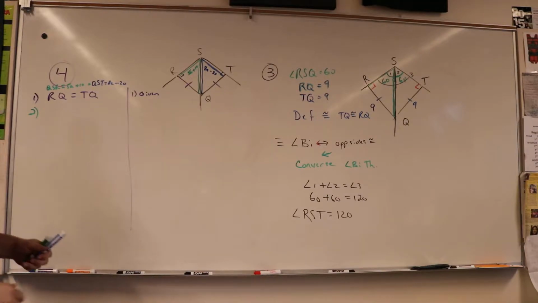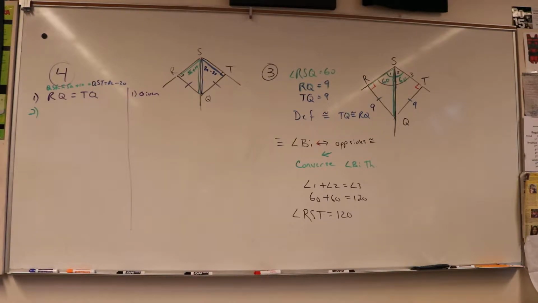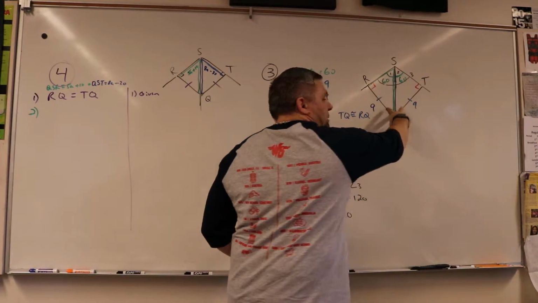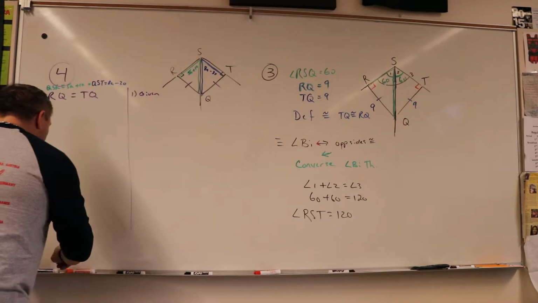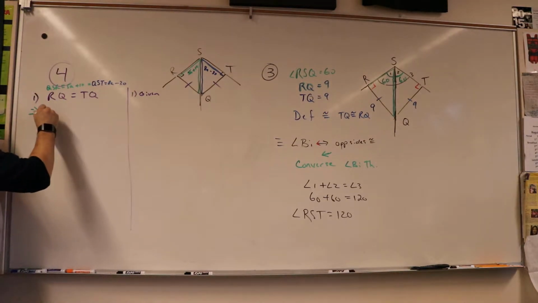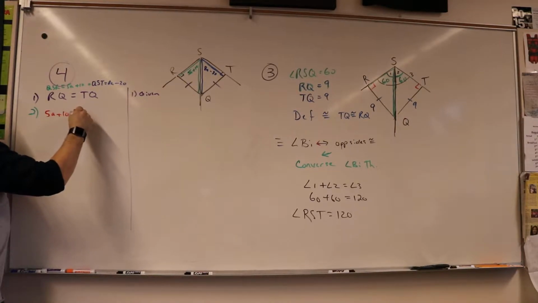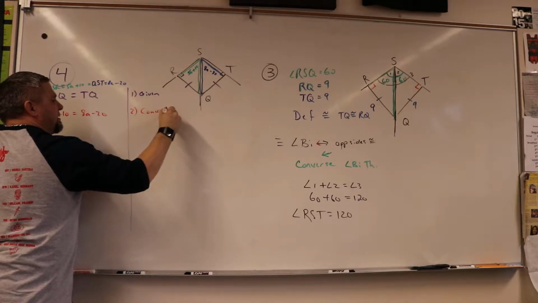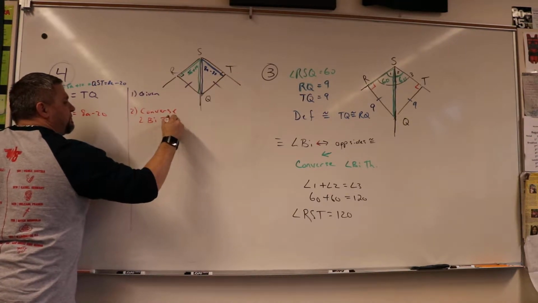Now, why do I know that these two are equal? How do I know that? Help me out. What did we do over here? How did we know that these were equal? The converse. That's right. So that's huge. Okay? So we know that 5A plus 10 is equal to 8A minus 20 because of the converse angle bisector theorem.